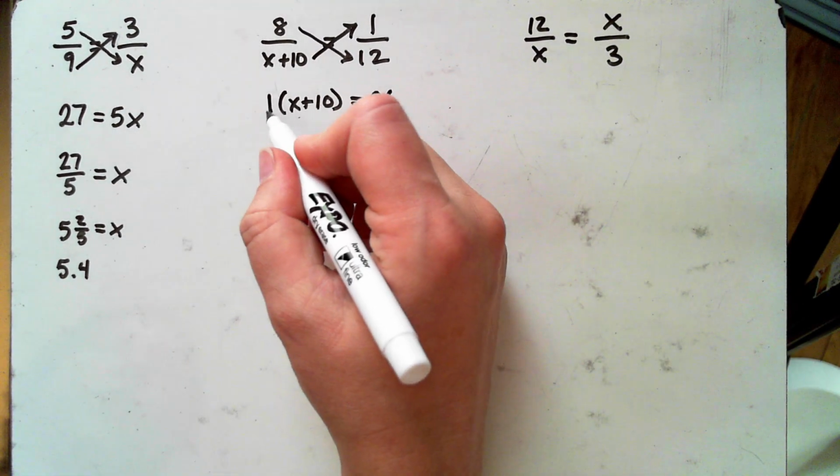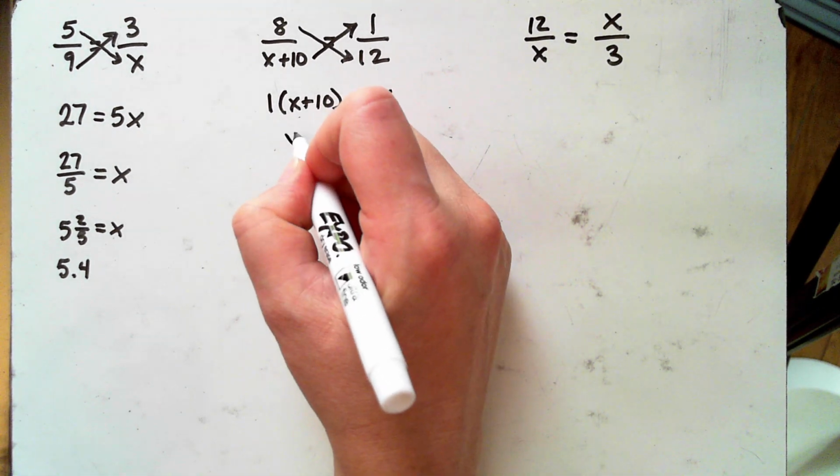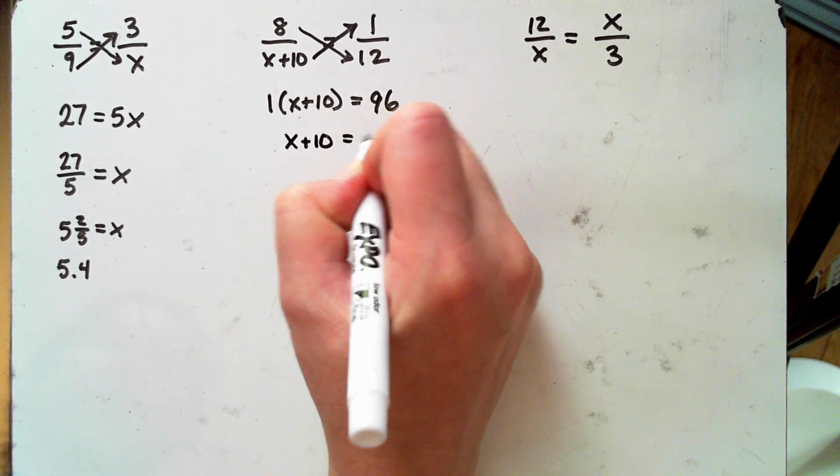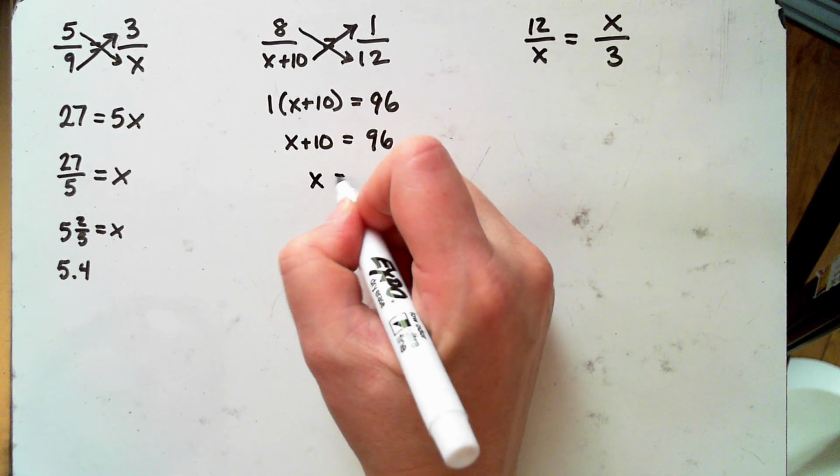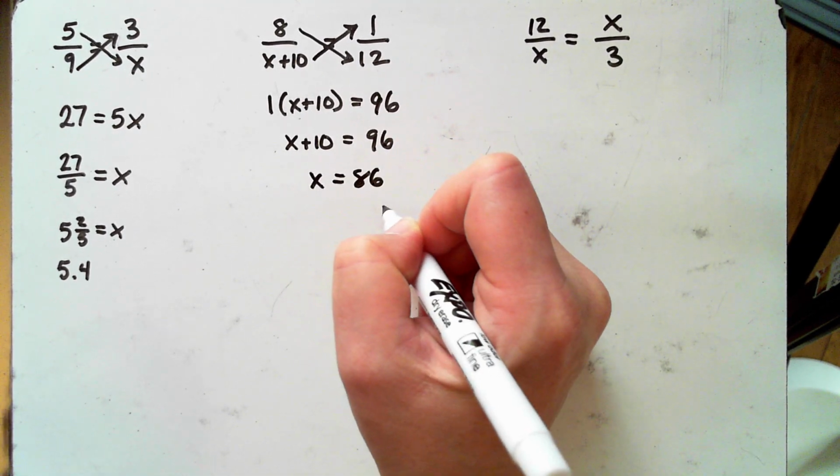So now I'm going to distribute the 1, so I get x plus 10 is 96. And then I'll subtract the 10. So x is 86, and that's my answer.